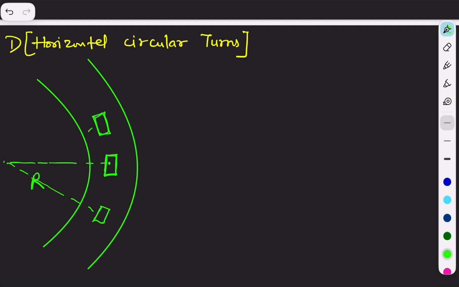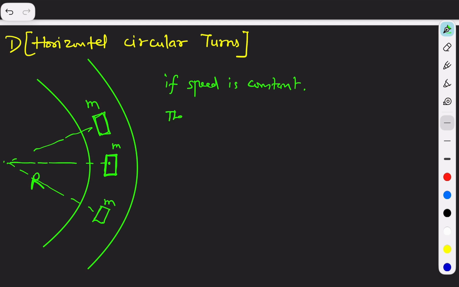We know that if the car is moving on this circular turn, it must have some centripetal force towards the center. So at any instant, let's say the car is moving with a uniform speed, that is, the speed is constant.